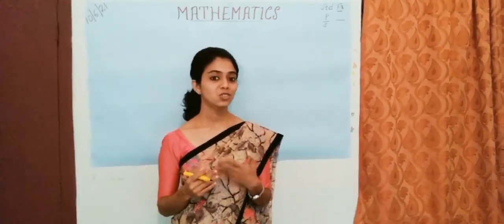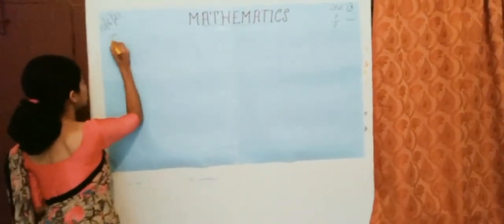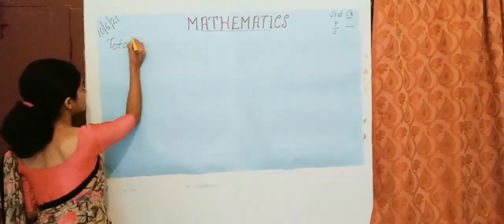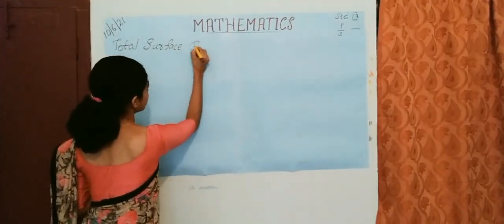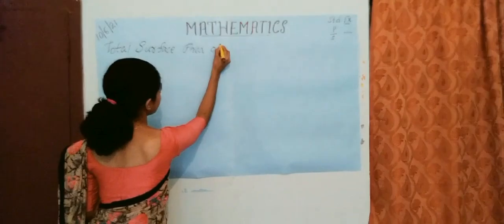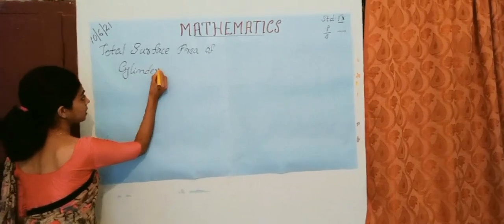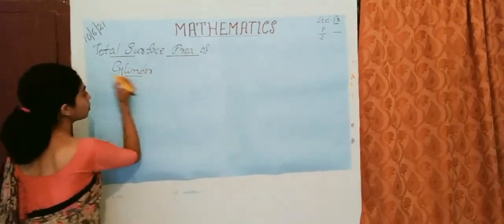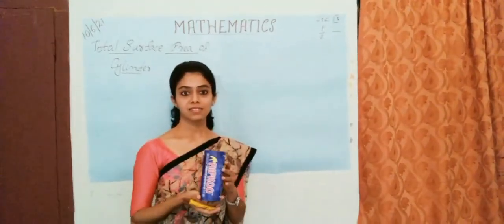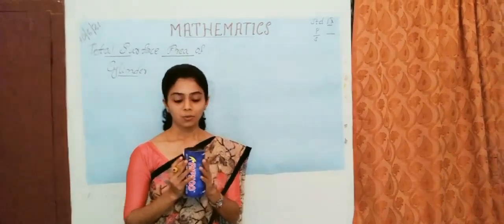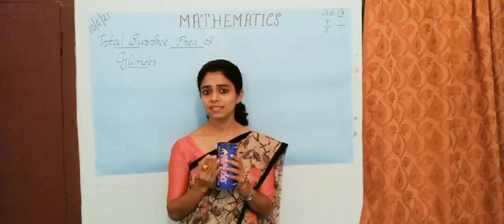Very good. Then, in today's class, what are we going to study? We are going to study how to find out the total surface area of the cylinder. So, we are deriving the formula to find out the total surface area of the cylinder. So here, look at this. This is a cylindrical shaped object. Now, can you suggest a method to find out the total surface area of the cylinder? Is there any method to find out?